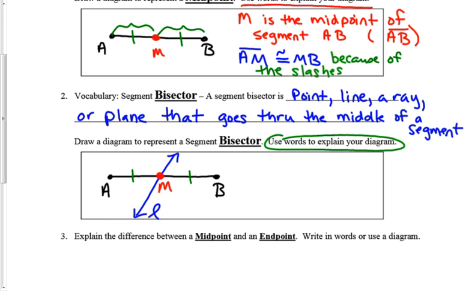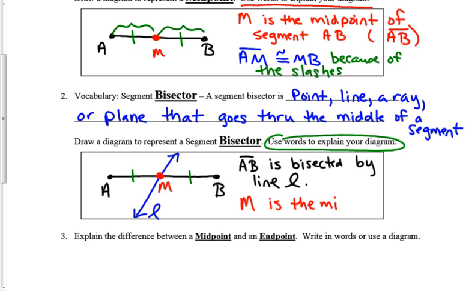So again, I need to use words to explain this diagram. So I'm going to talk about what I have. I have segment AB. I'm going to label that as AB, the endpoints with a line segment over top, is bisected. And it's bisected by a line, and the line has a name, and the line is called line L. Additionally, I know that M is going to be the midpoint. So M is the midpoint of line segment AB. And again, I'm going to use the notation of the two endpoints with the line segment over top.